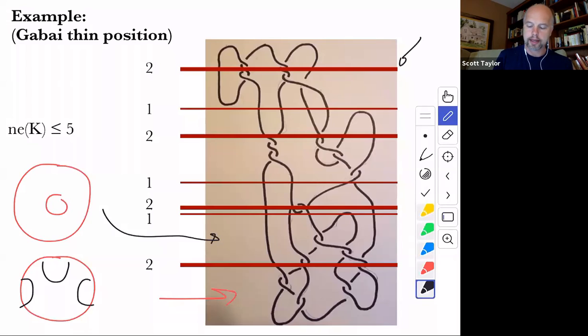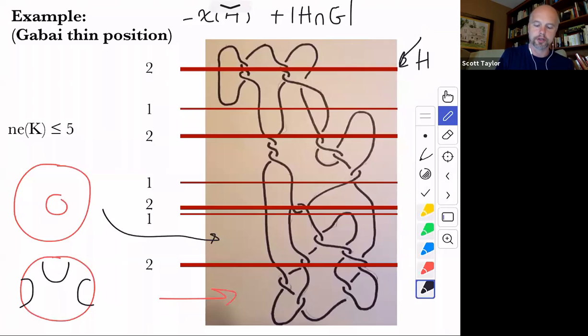Well, we look at our thick and thin spheres. Let me call this one H, for instance. And we take the negative Euler characteristic of H plus the number of intersections with our spatial graph. We take that whole thing and divide by 2.